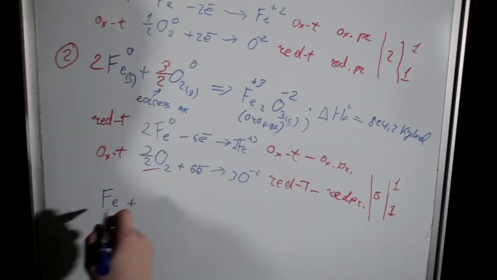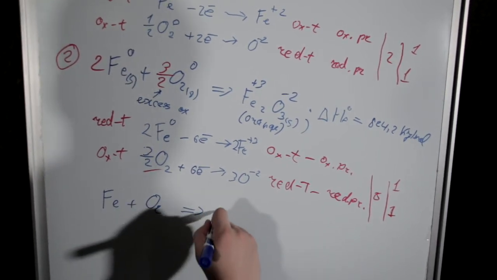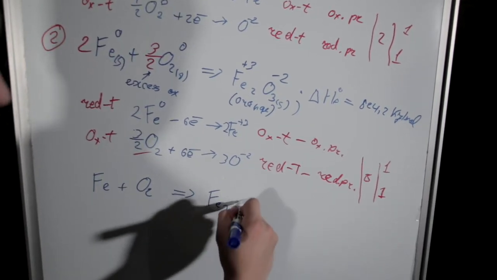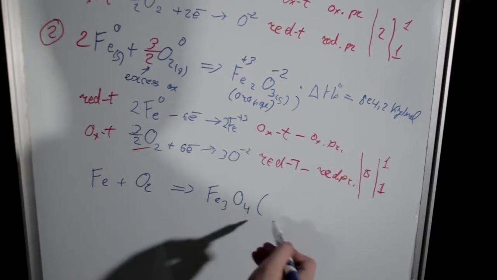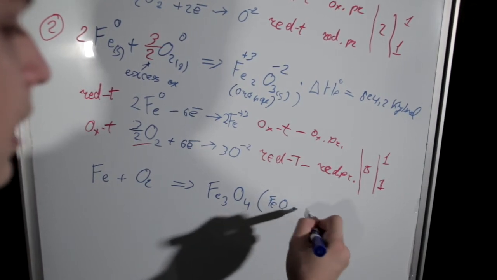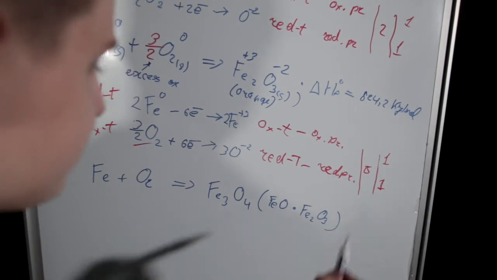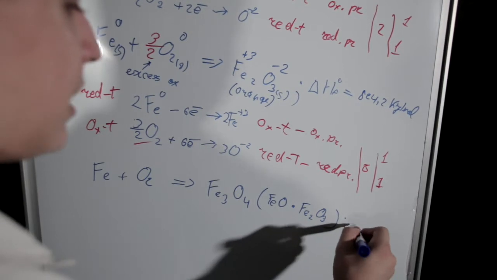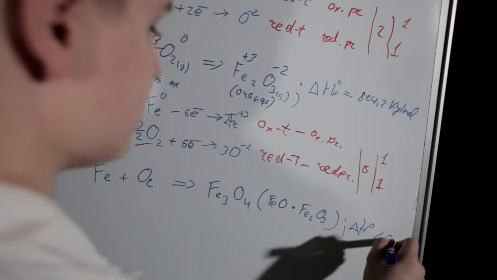And the last one, iron plus O2, gives us iron 3O4 oxide. That is nothing else but a combination of iron O and iron 2O3. And of course the enthalpy of formation is lower than 0.